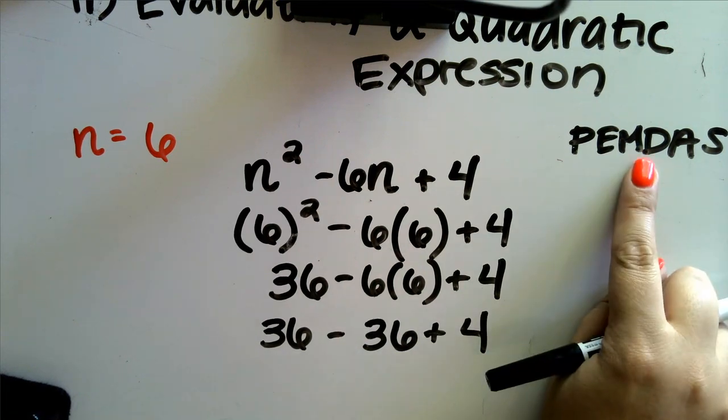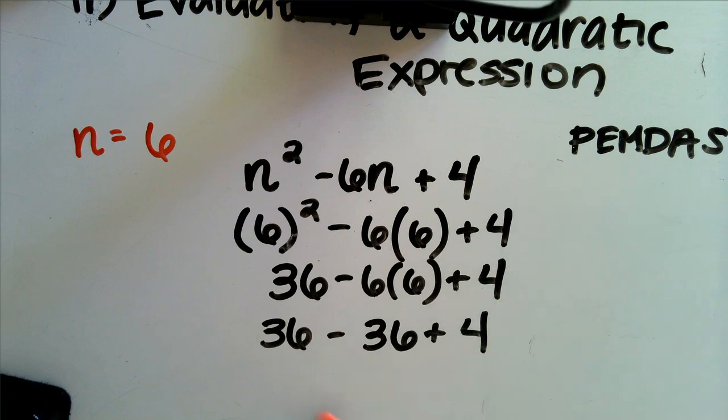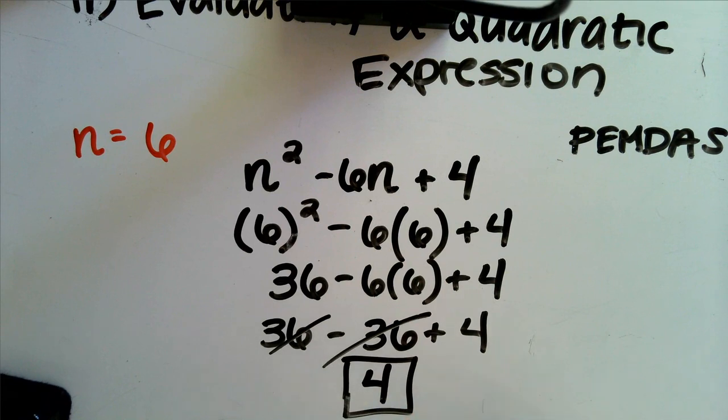I don't see any more multiplication or division. I do see some addition and subtraction, and we are lucky ducks here. These guys are just going to cancel out. 36 minus 36 is equal to 0, and all we are left with is a result of positive 4.